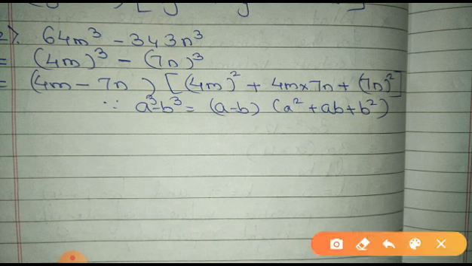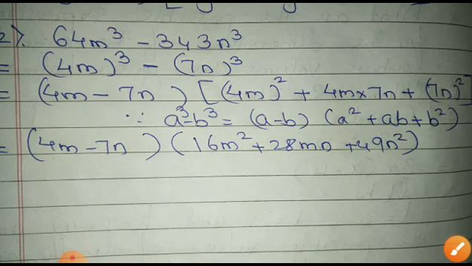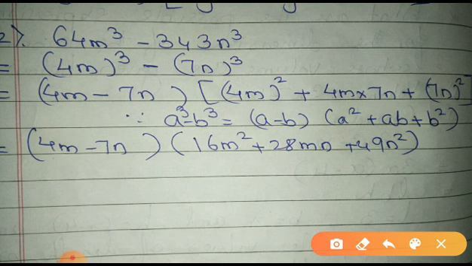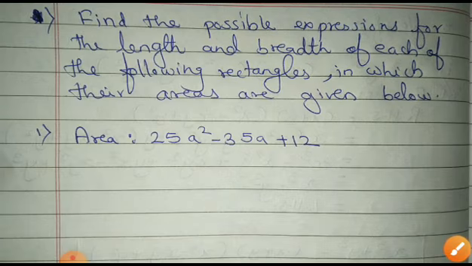So make use of the identity, which one? a cube minus b cube: (a minus b) into (a square plus ab plus b square). Accordingly, find, and you will get the answer as (4m minus 7n) into (16m square plus 28mn plus 49n square). Okay, see the next question.